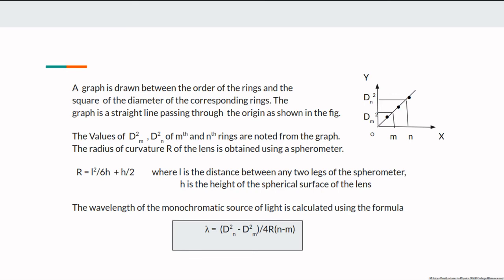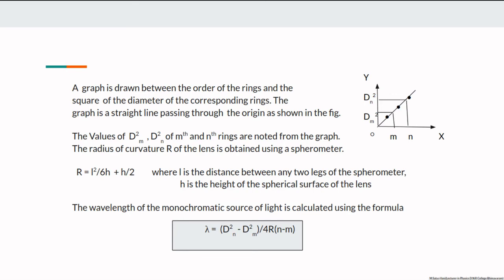In this case we have derived different conditions for the diameter of the rings and the expression for wavelength, etc. That is about Newton's rings. In general, in examinations we get questions like, what are Newton's rings? How is the wavelength of sodium light determined using Newton's rings experiment? That is the question generally in question papers.